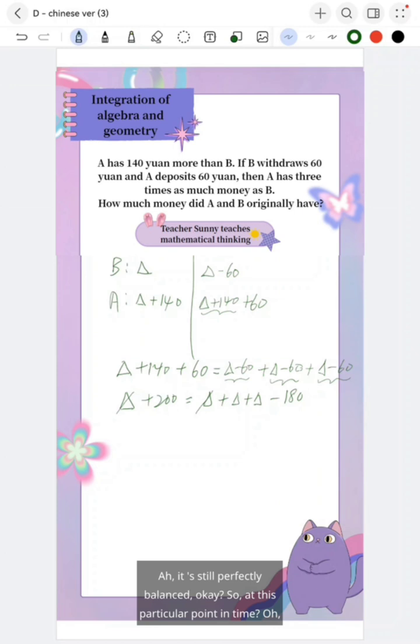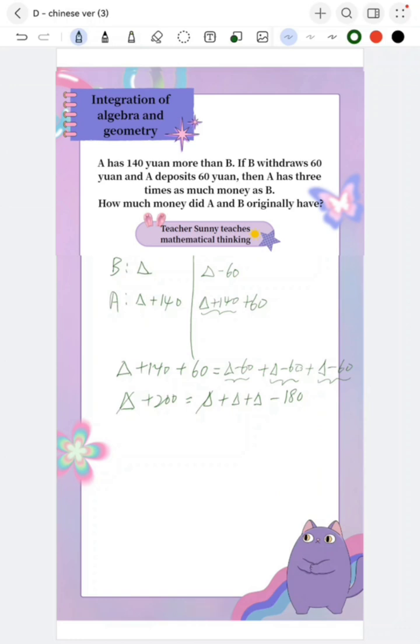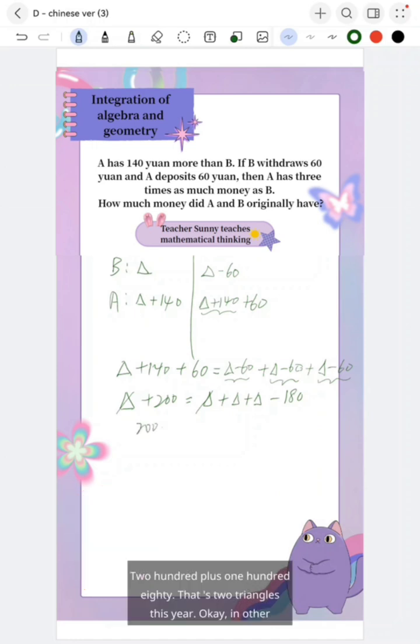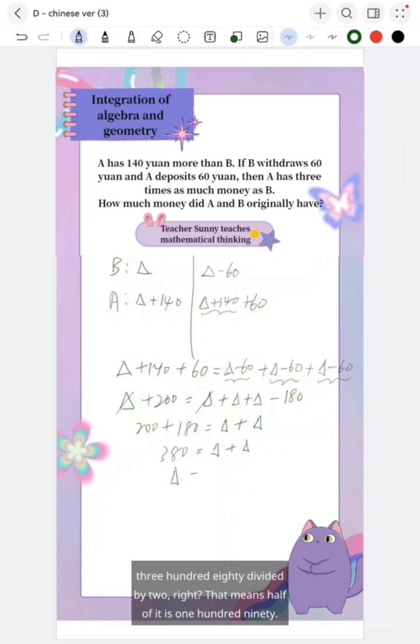So at this point, we will get 200 plus 180, that's 2 triangles. Okay, in other words, 380 is equivalent to 2 triangles, so obviously 1 triangle is 380 divided by 2, right? That means half of it is 190. So this 190 means that B equals 190. B was originally 190, right? Because B is one complete triangle.